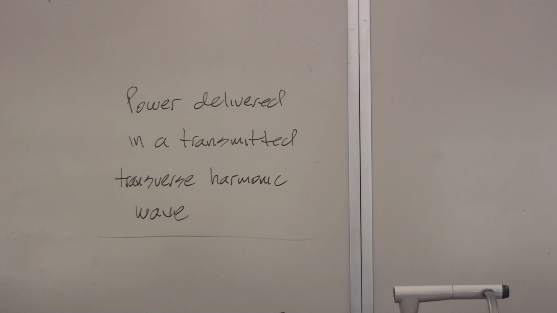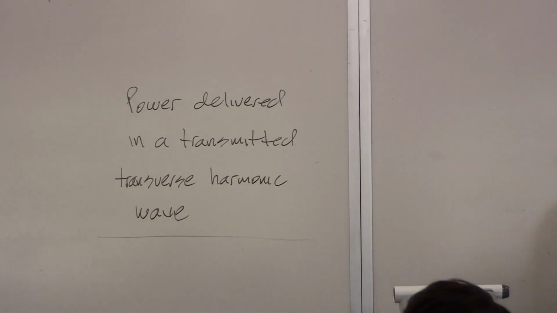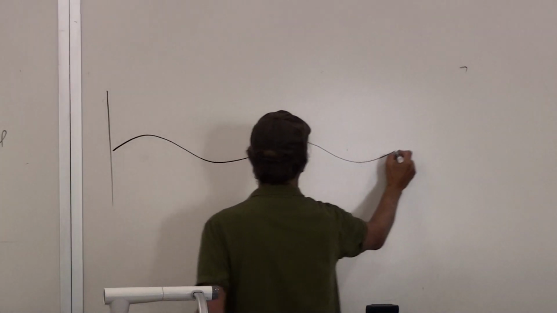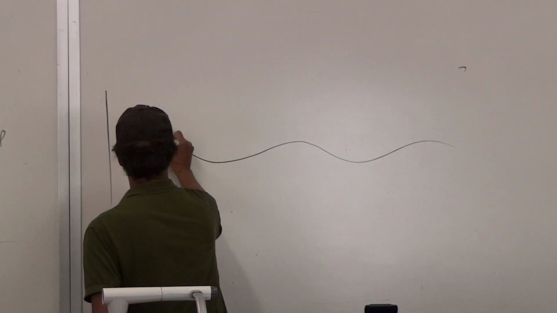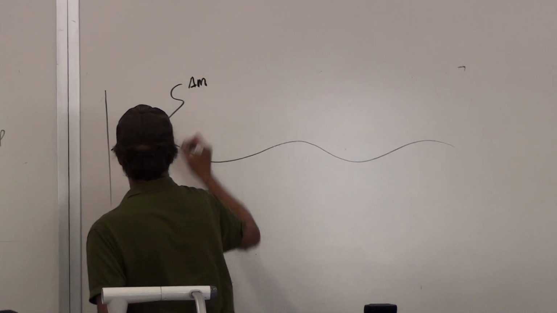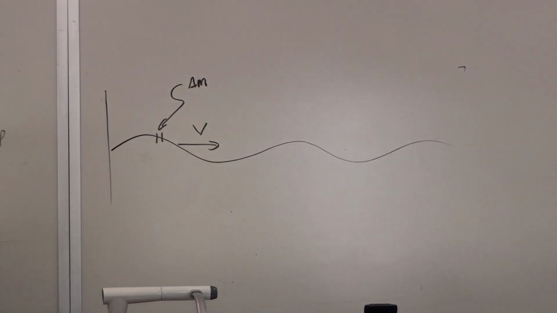So there are different ways of deriving this expression. I'm going to use one of the simpler ways that brushes a couple of technical details under the carpet, but I think it's the easiest one to understand. That's why I'm using it. So let's say that we've got a little element of mass here, delta m. And we have a wave that is moving with a wave velocity v to the right. And I want to figure out how much power is being delivered.